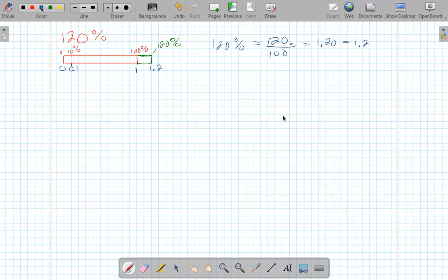Let's do the area model. If we're going to do the area model, we have to show what 100% looks like as a 10 by 10 grid. So here's 10 that way. That should be 10 that way. So here is my 100%.